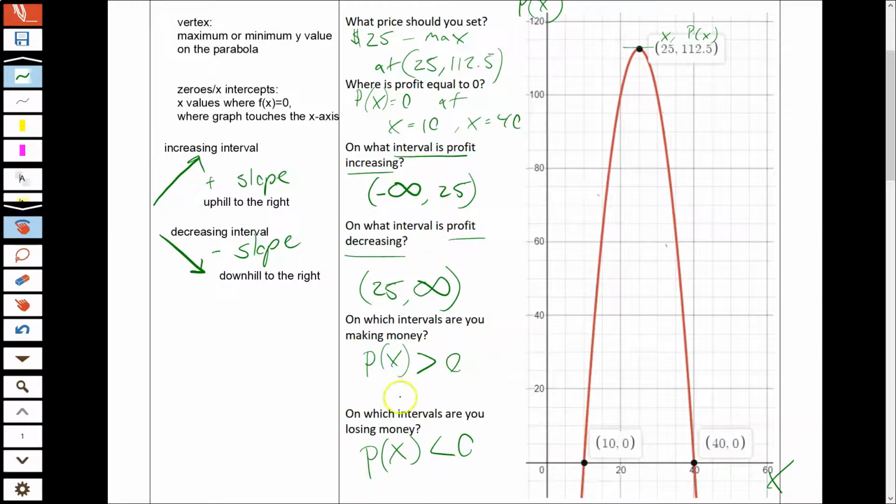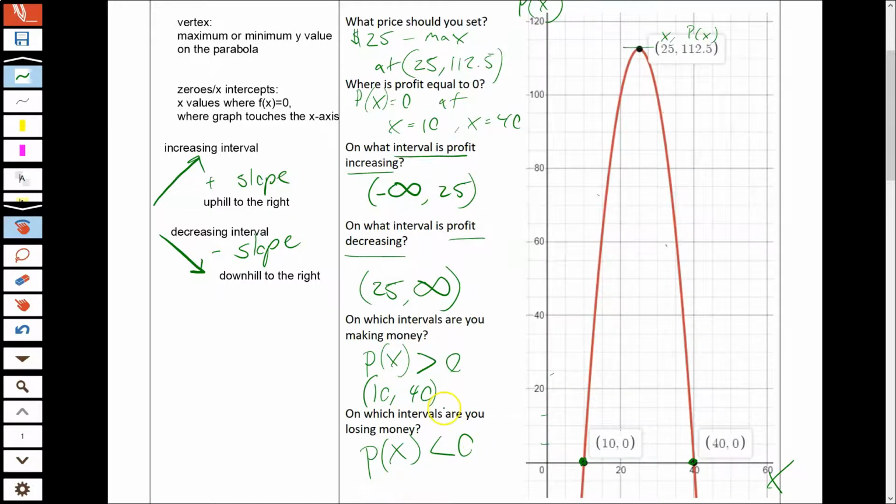So anywhere we are above the x-axis, my profit is positive, right? Because positive numbers are up here. So that is from this particular x value to this particular x value. So on the interval 10, 40 is when I am making money, right? Because that's where I'm above the x-axis.